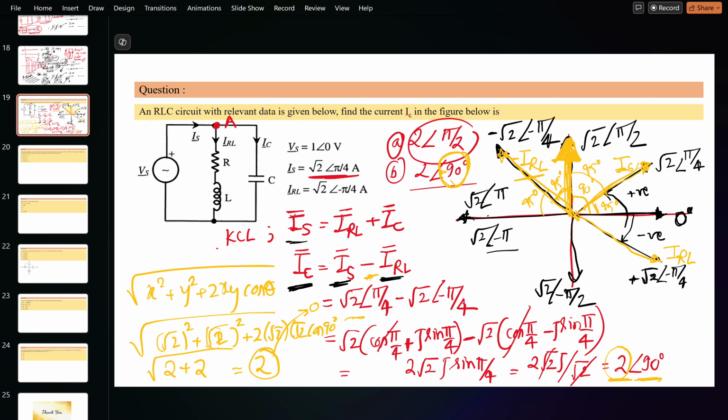So that's why here the magnitude is coming 2 and the angle is coming 90 degrees. To find the magnitude, we should use that formula. This is known as the rectangular Cartesian method to find the magnitude. Whatever you call it, the formula remains the same: when you have two phasors with some angle in between, and you know the magnitudes, you can find the magnitude of the resultant.